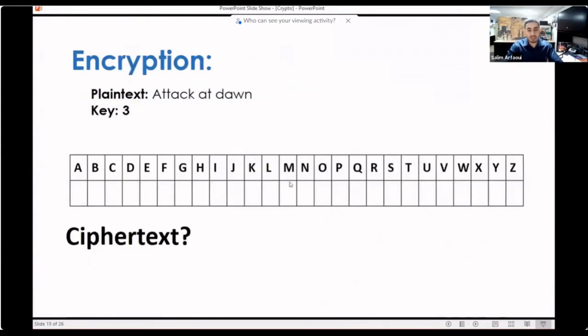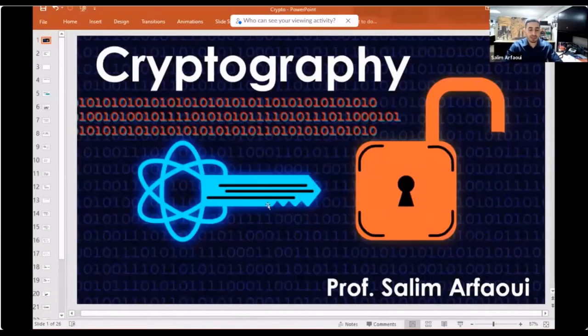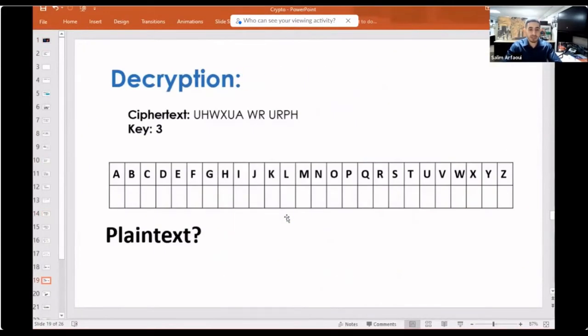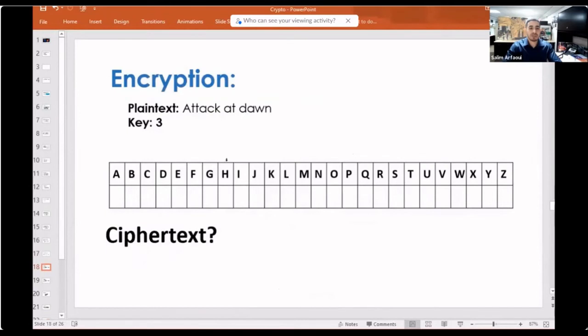So let's take a look at an example here. Suppose that we're using the Caesar cipher to encrypt this plain text, right? Let's say Dr. Callahan wants us to conduct an attack tonight, at dawn. So he says, I'm going to send this message to Professor Arfawi, and I'm going to encrypt it so no one knows about our attack.